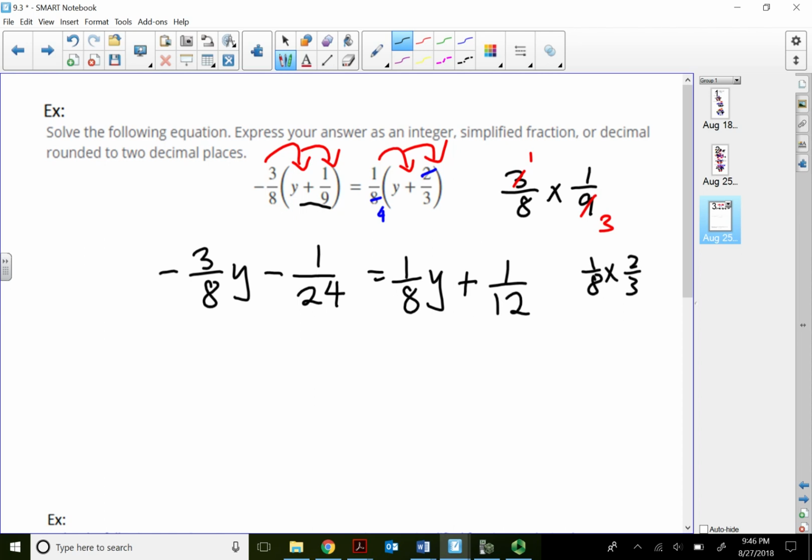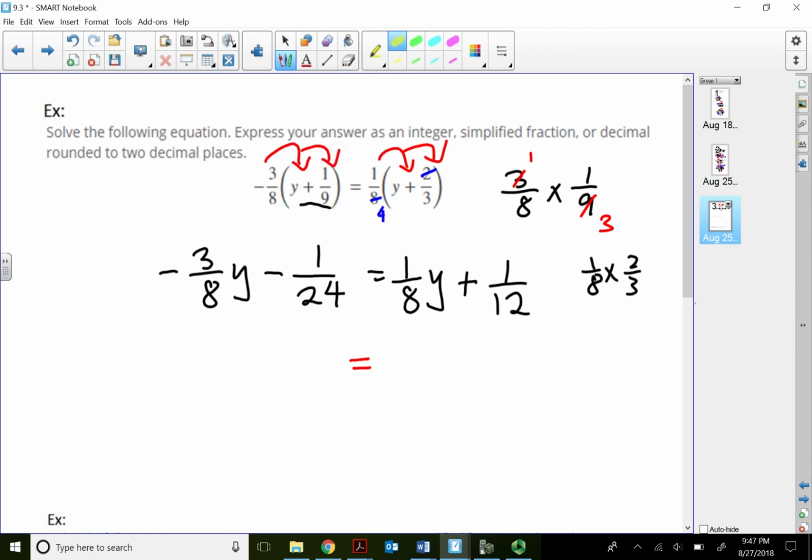All right, so apparently now there's no more like terms to combine on each side, so I can move my negative 3 over 8y to the right, positive 1 over 12 to the left. Okay, work with the fraction, or I can multiply every term by the LCD. So either way, whichever seems easier for you. Let me show you how to do this with the calculator. I mean, working with a fraction, but doing them in the calculator.